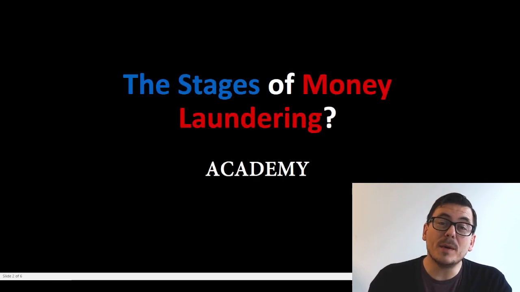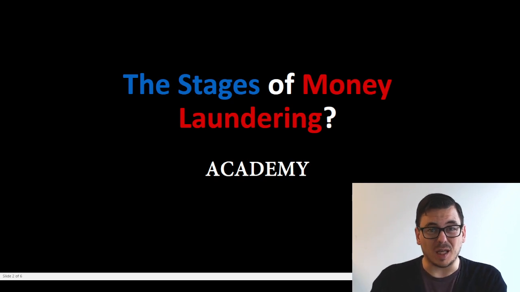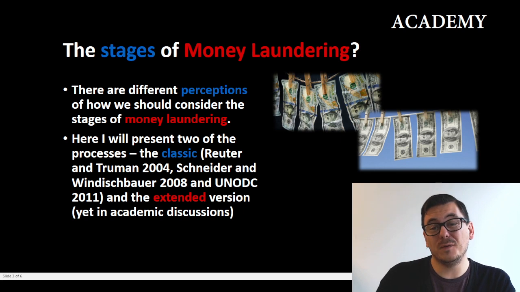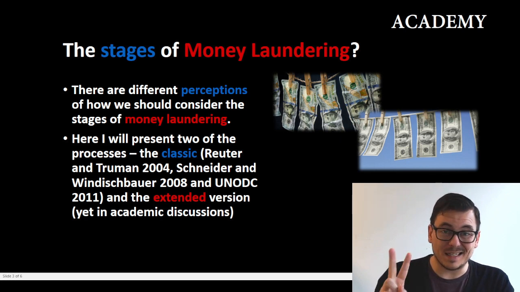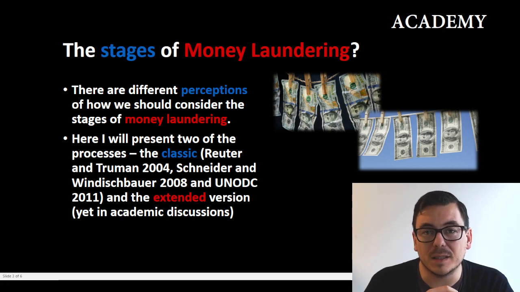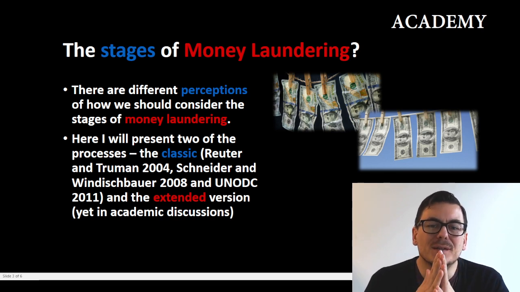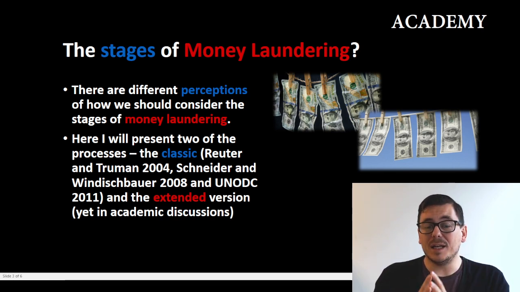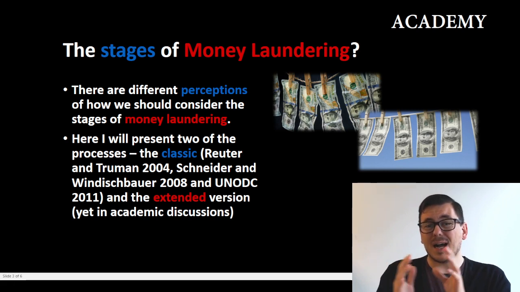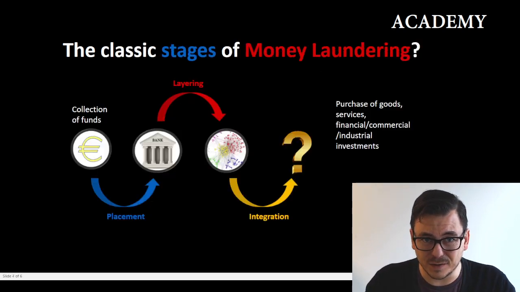In this video, I'm going to talk about the different stages of money laundering, so the actual process of laundering money. There are different perceptions on how we should consider these stages. I'm going to bring forth the classical one and the extended version. The classical one would be the one that we typically see within the academic literature and the one that has been used the most. The extended version is based on recent academic literature where we try to question if there might be a before and after stage of the classical process. But let's look at the classical version first.